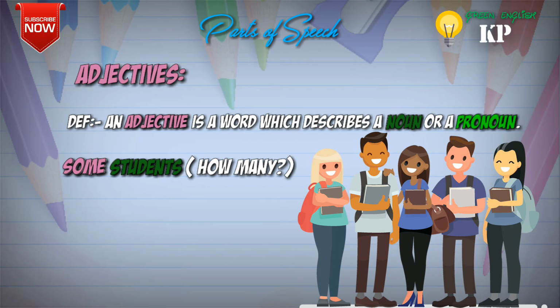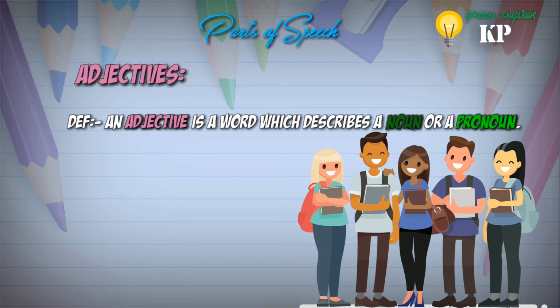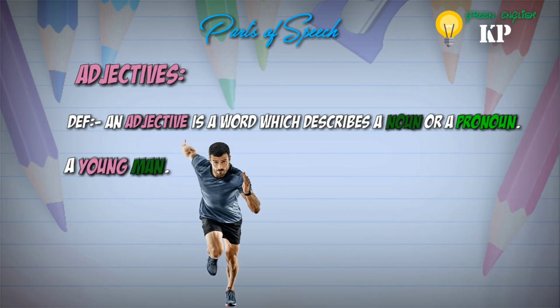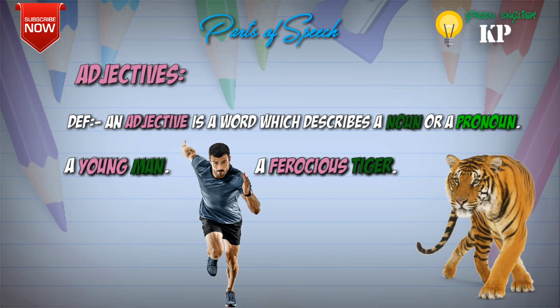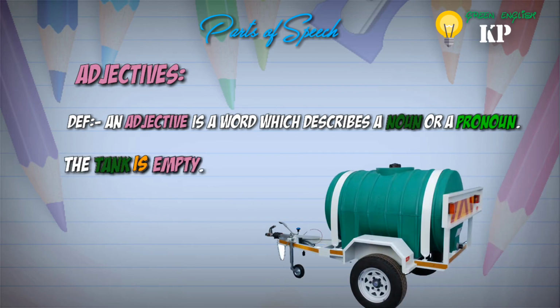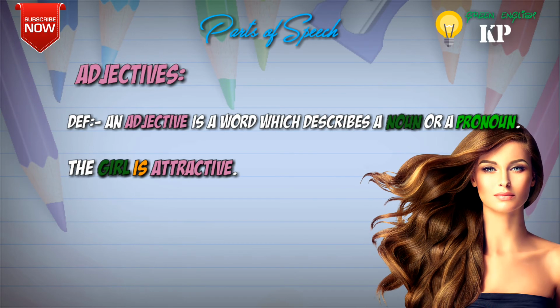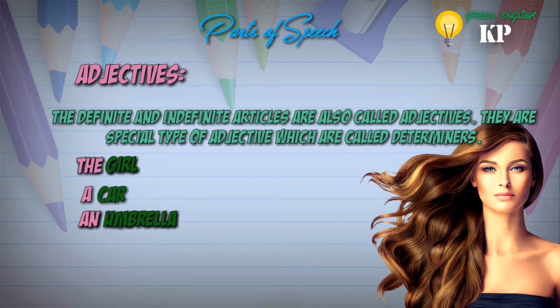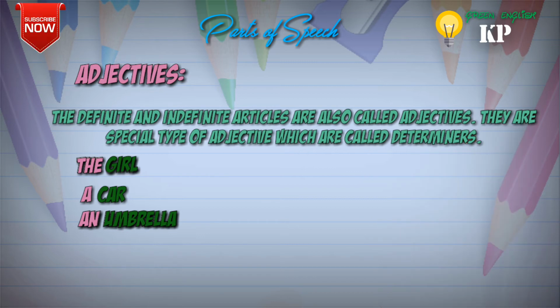Now, adjectives may appear in a sentence just before the noun they describe. A young man. A ferocious tiger. However, adjectives may be used after linking verbs to describe the subject. For example, the tank is empty. The girl is attractive. The definite and indefinite articles are also called adjectives. They are a special type of adjectives known as determiners.